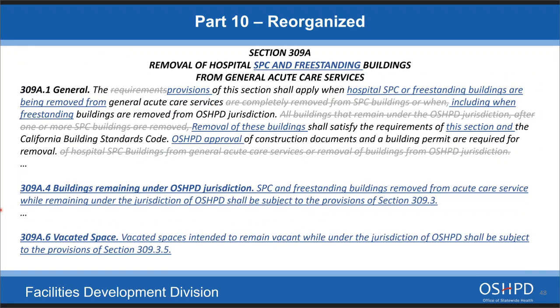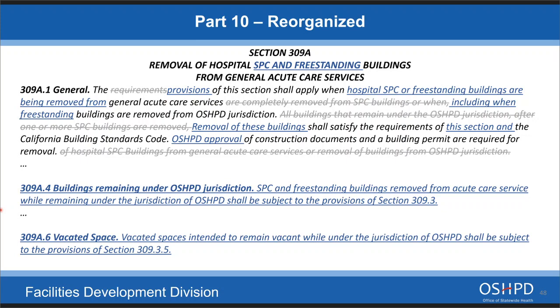Okay, this one we're moving into the 309A. So this is specific to hospital buildings. So this is the process of removing the hospital building from the hospital. So that's why it's in the A chapter. It's still considered part of the hospital.